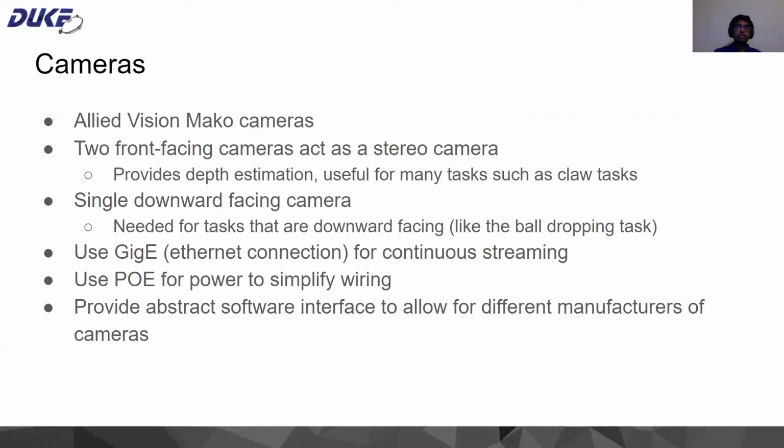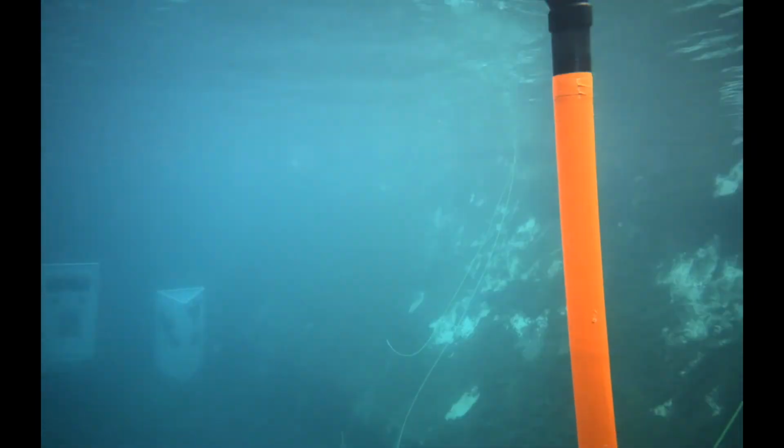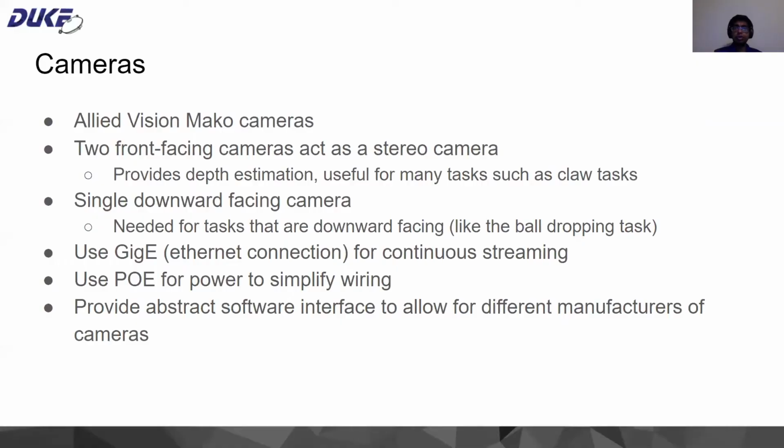For our cameras, we use Allied Vision Mako cameras enclosed in a waterproof capsule. We have a total of 3 cameras. 2 front-facing cameras are sampled synchronously to allow them to be used as stereo cameras, which allows us to do depth perception, which is useful for many tasks, such as the gate task or any task that uses the claw. We also have a downward-facing camera that we use for tasks that have pointers or targets on the floor, such as the task to drop an object or to identify path markers on the floor.